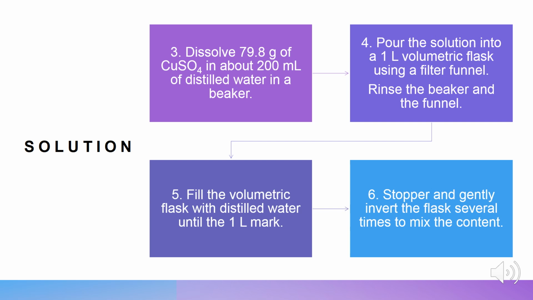And then weigh 79.8 gram of copper sulfate using an analytical balance and dissolve this amount in a beaker containing water. Then pour the dissolved copper sulfate into a 1 liter volumetric flask using a filter funnel and rinse the beaker and the funnel using distilled water. And then add distilled water until it reaches the 1 liter mark. Put the stopper and gently invert the flask to mix the content.